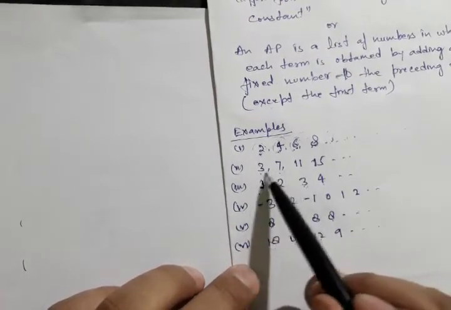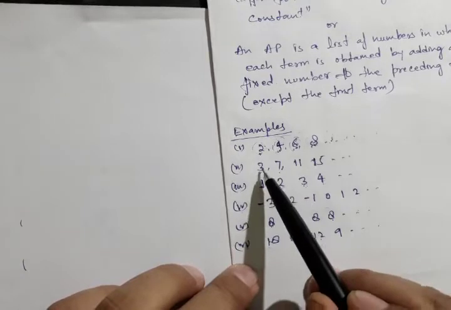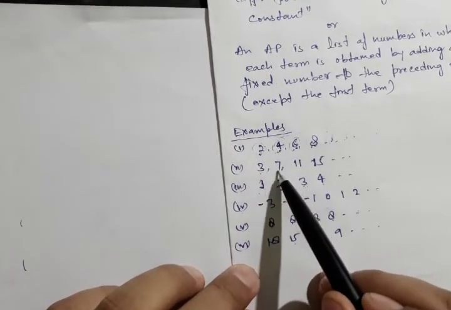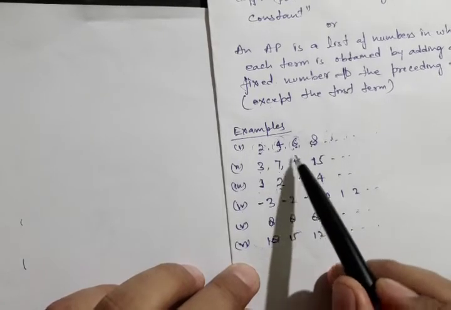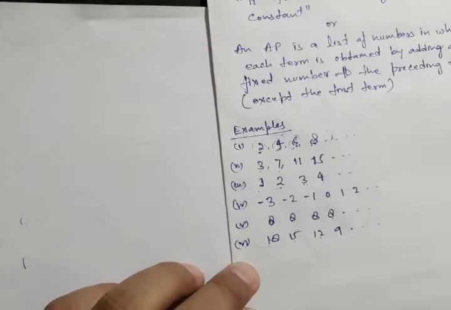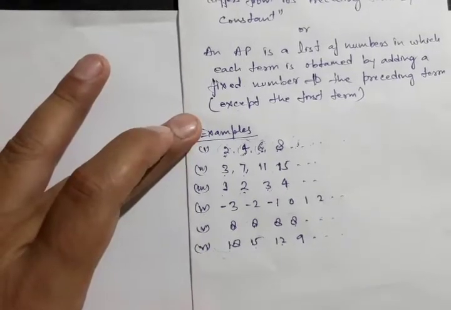Here you see a fixed number we have to add. How will we find 7? As you add 4 to 3, you will find 7. Again you add 4 to 7, you get 11. Again you add 4 to 11, you will find 15. Is this clear, children?